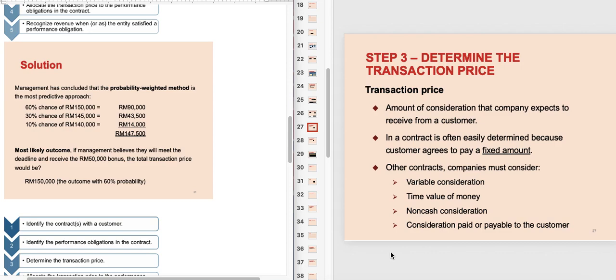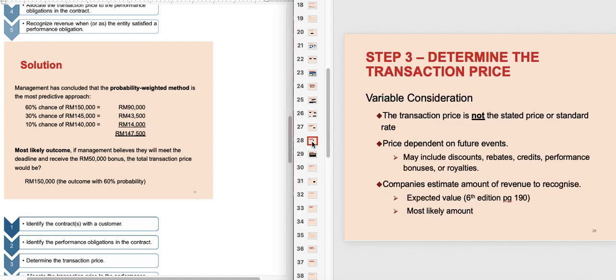So basically, in a normal sale, we normally sell our product at a fixed price, but in a contract, the transaction price, or the amount that we expect to receive from the customer, is not necessarily fixed. It may also include variable, right? And this consideration includes a variable element, possibly because it includes discounts, rebates, credits, performance bonuses or royalties that you may give to your customer.